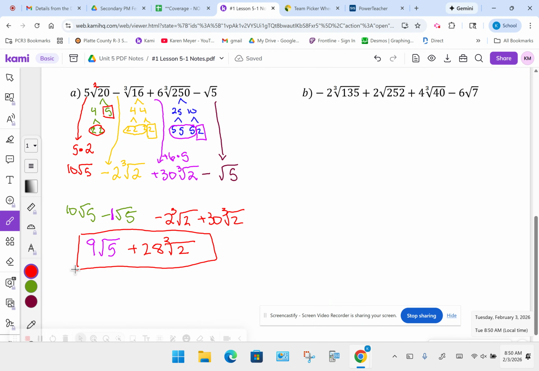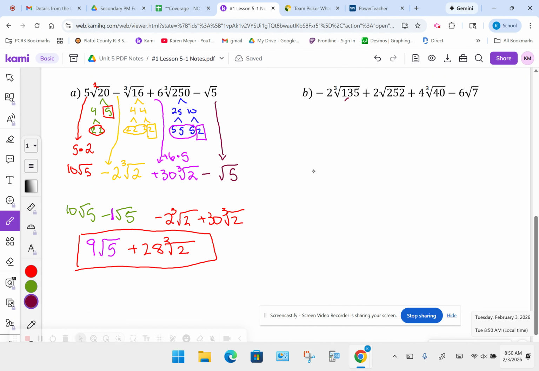And then remember, a square root and a cube root are not like terms, so do not try to go any farther. This is your final answer. It does not matter to me which one you write first. You could write 28 cube root of 2 plus 9 square root of 5, or you can have it the way I have written. Okay, so the last one, we're just going to try this over again.